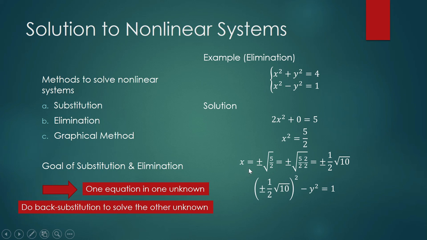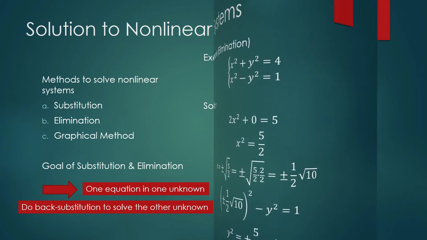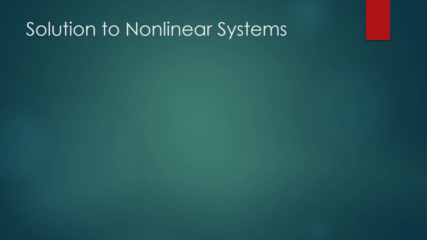So we know now the value of x. We have two values for x. To get the value or values for y, you do back substitution. So when x is square root of 10 over 2, substitute it here, solve for y. So that is doing it by elimination.